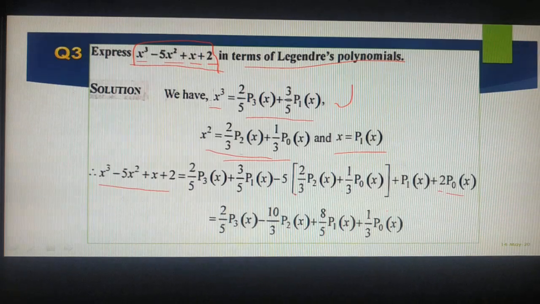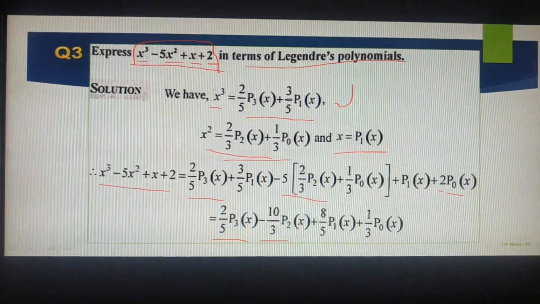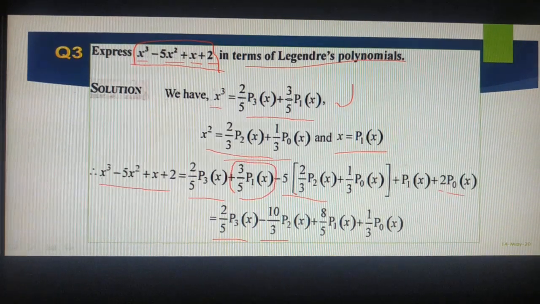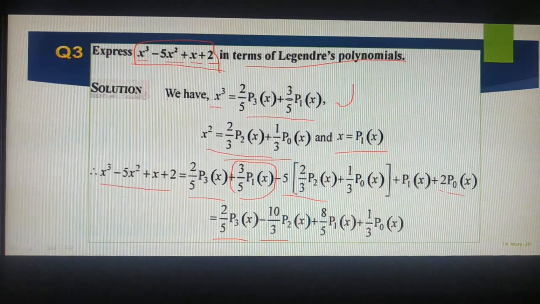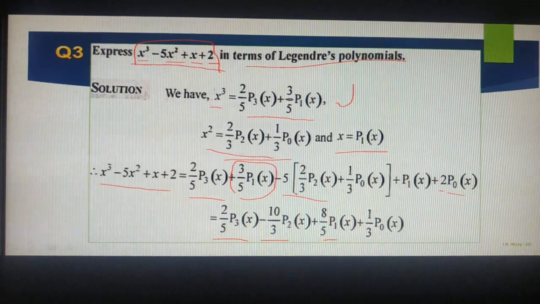So from this, just write down from higher order to lower order. First P3 of x, how many are there? 2 by 3 P3 of x will be here, and P2 of x, here it is there, minus 5 into 2, minus 10 by 3 P2 of x. And P1 of x, here one term is there, P1 of x, 3 by 5 plus this is 1, isn't it? So 8 by 5 P1 of x, 3 by 5 plus 1, right?